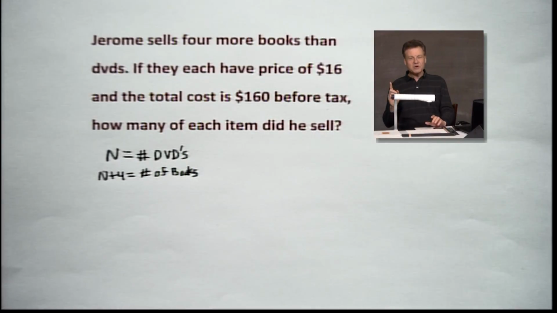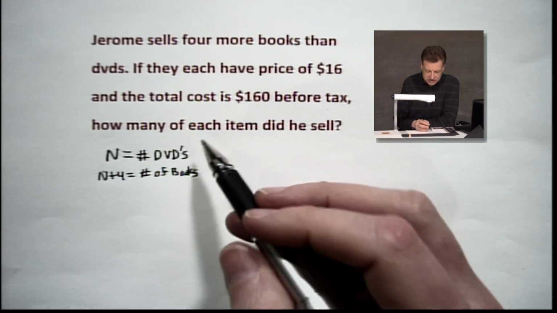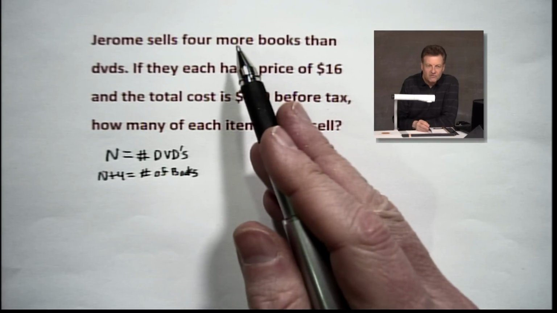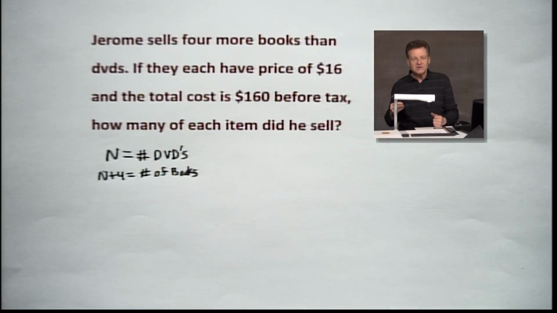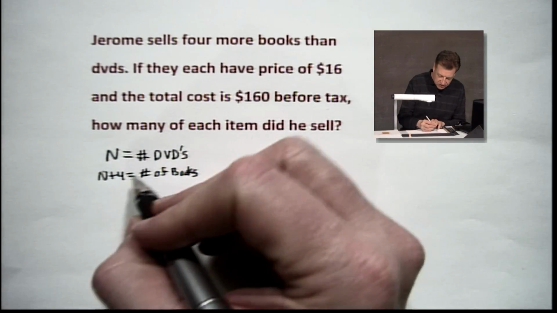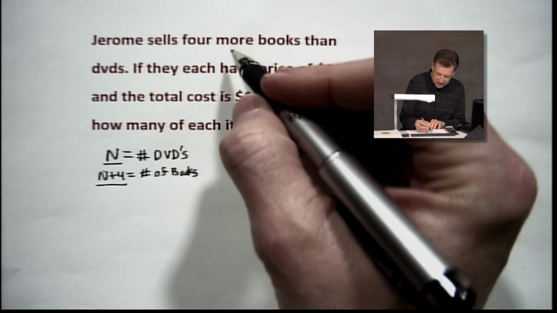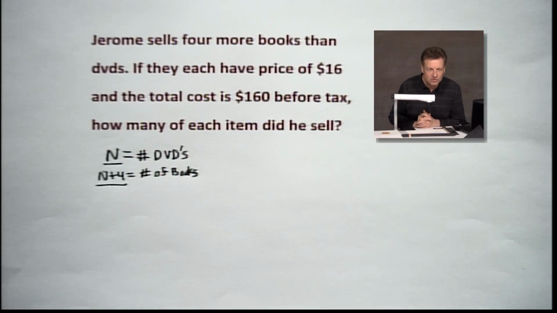Now, before y'all go jumping crazy, some of you are saying, well, I chose N to be the number of books. That's fine. That would tell you that there are 4 less DVDs. So that's fine. Either way works. I'm going to use it because it's got a plus with it, and it basically reads 4 more here, and it doesn't get too confusing.